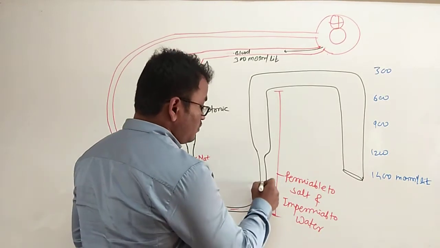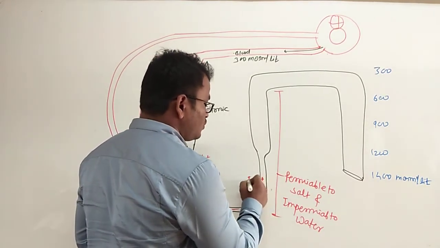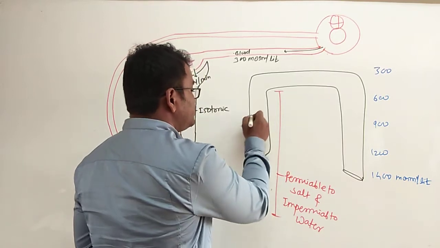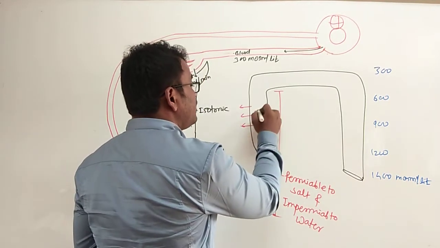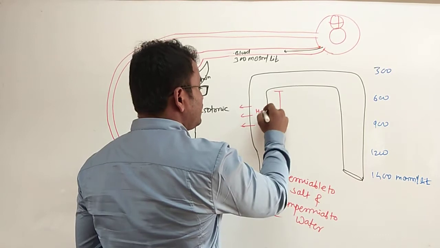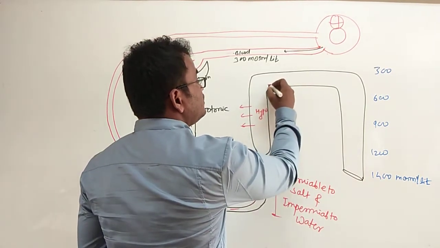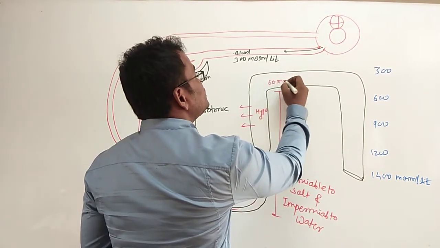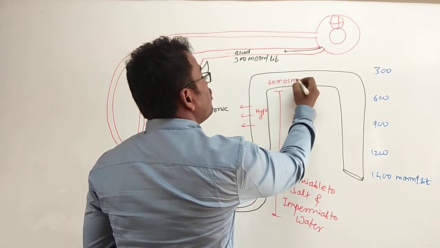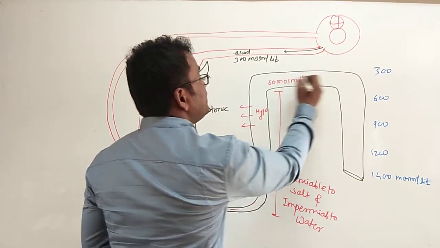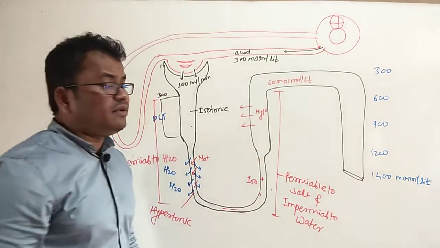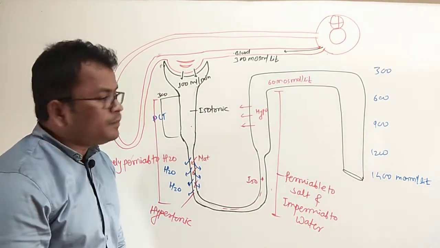From here salts are reabsorbed, it becomes isotonic. Then again maximum salts are reabsorbed, it becomes hypotonic. And here the osmolarity of this filtrate becomes about 60 milliosmol per liter. That is, here the filtrate becomes hypotonic.